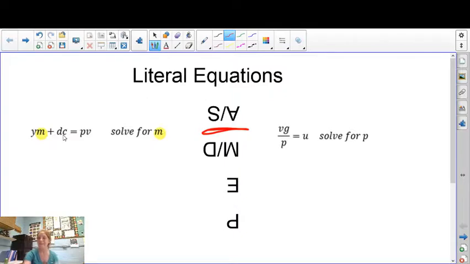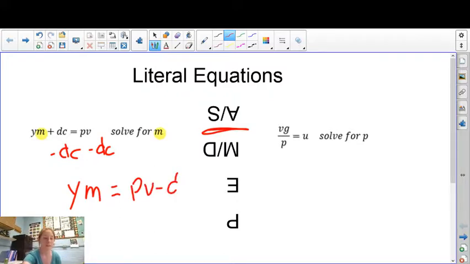And since d and c have nothing to do with my m, they're going to stay together as their little pair. And again, they're added, so we're going to undo them with subtraction. So I have ym is equal to PV, because P and V are being multiplied, they're held together, minus that DC.